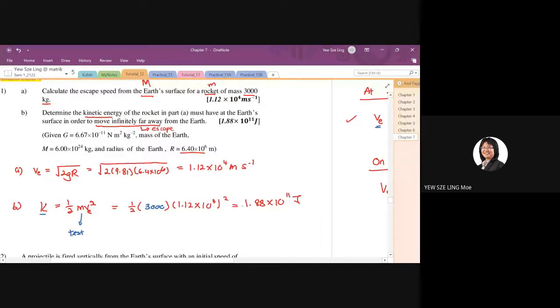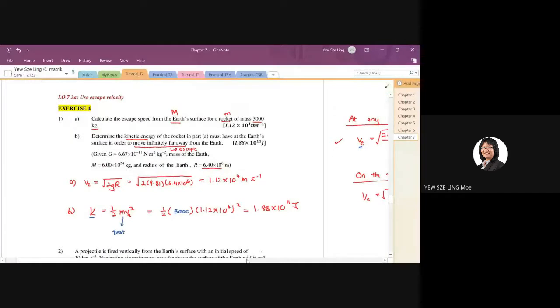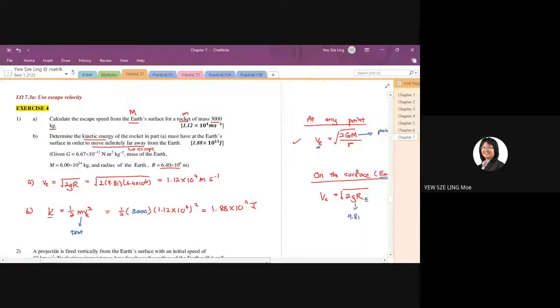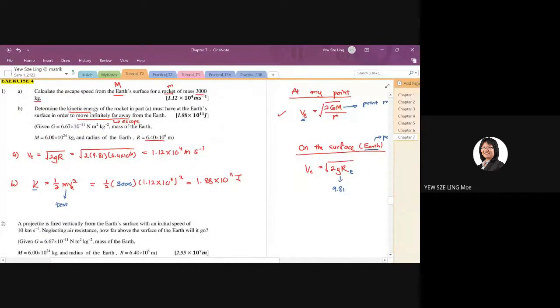So that is the answer for questions B. Now I give you 2 minutes to write it down, including the equations on the right-hand side, because that is the only equations that we have in this subtopic. We have only these 2 equations, and it's very simple. Escape velocity is basically a bonus mark question. As long as you use the right mass in your substitution, then you should be safe. So 2 minutes for you to write it down.